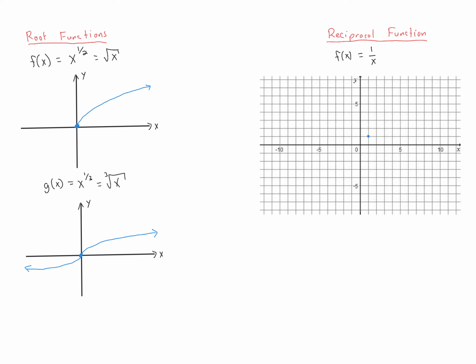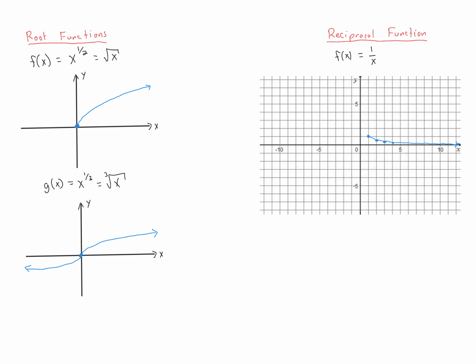So this is going to include the point 1, 1. And then if x is 2, this becomes 1/2. So we've got the point 2, 1/2. If x is 3, we get 1/3. If it's 4, it's 1/4. And basically, as x is getting bigger, the denominator getting bigger means the fraction is getting smaller, and it is going to be getting closer and closer to 0, but it's never actually going to become 0. And it's never going to become negative.